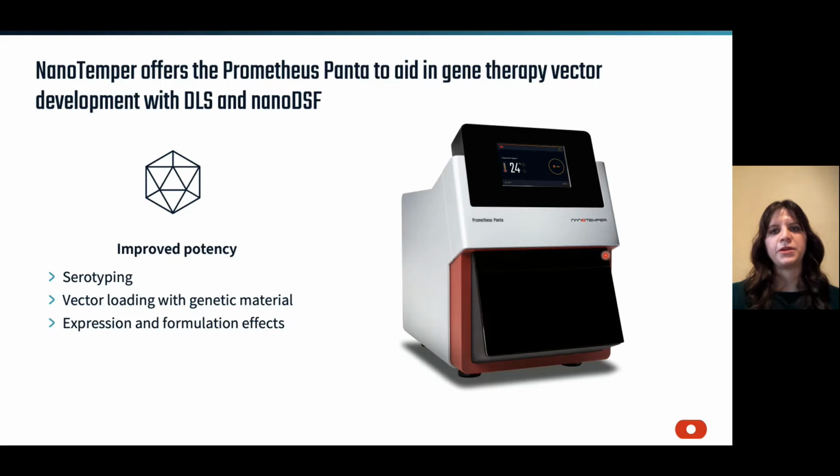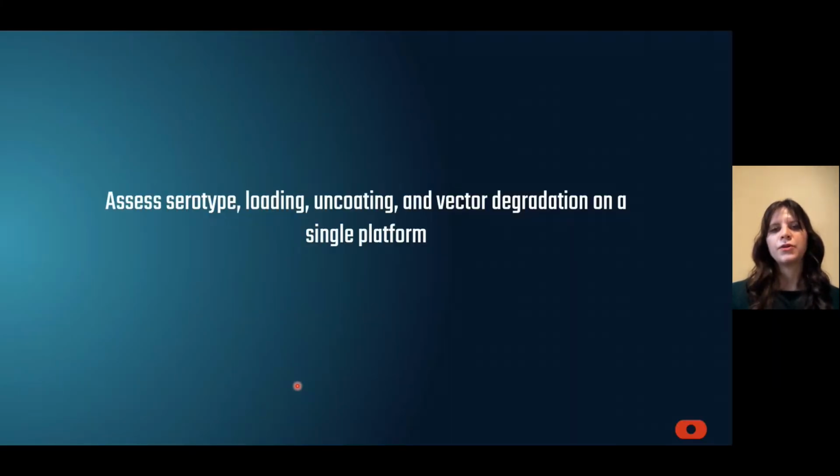Like I said, the Prometheus Ponto offers both the DLS and the nano-DSF technology. And today we're going to look at specifically how the Prometheus has enabled researchers to improve their vector development through serotyping, monitoring the loading of your vector, as well as evaluating how expression and formulation have an impact on the overall stability of your vector. So let's get into it and look at some real data from the Prometheus and understand why this high quality data is very, very valuable and important when making long-term decisions about your gene therapy projects.